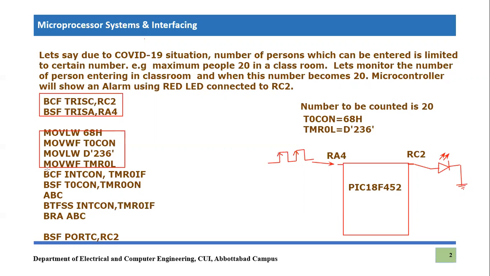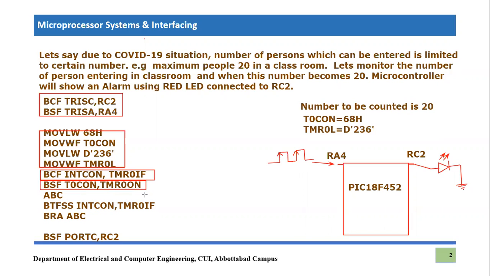And then what we are doing, BCF INTCON comma TMR0IF, we are intentionally making the timer 0 IF flag equal to 0, so that once the timer expires or once rollover occurs, we will be notified by it. And then we start our timer. BSF timer 0 control comma timer 0 ON bit. That means we are starting our timer, and then we continuously check whether the rollover has occurred.